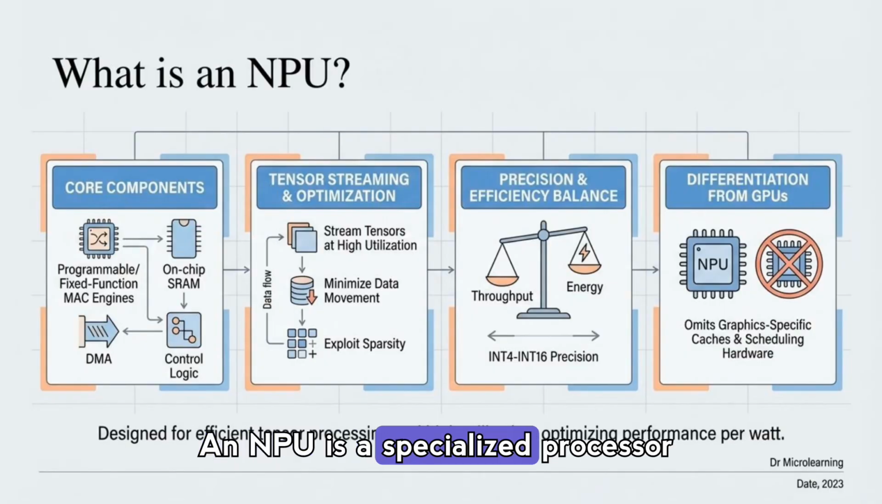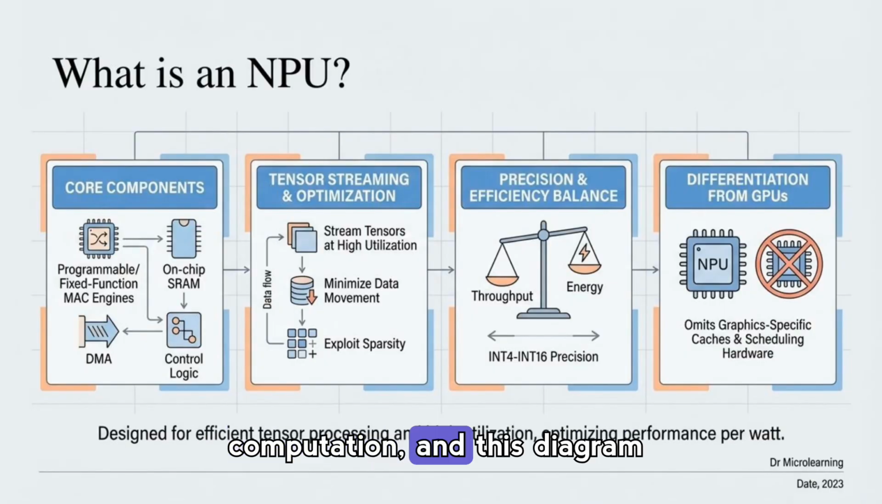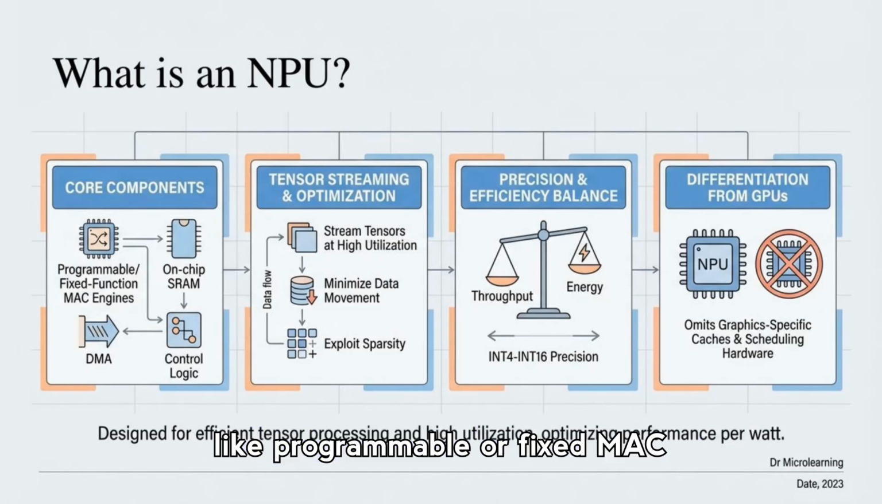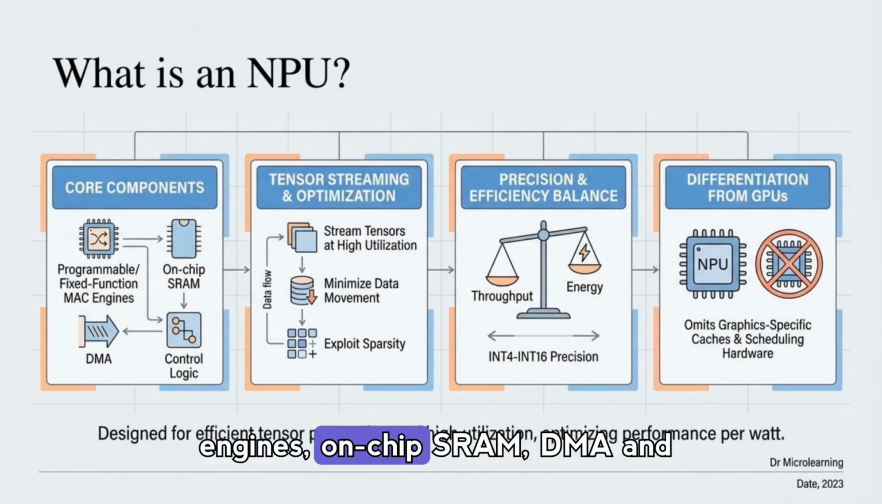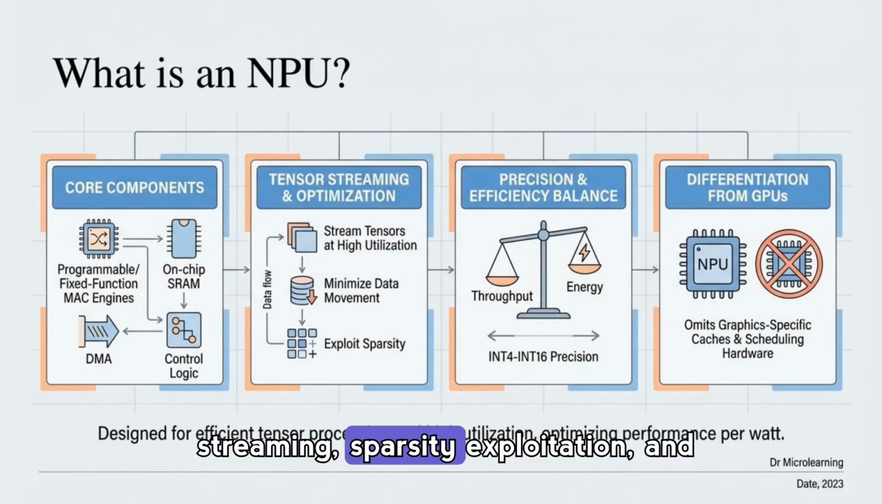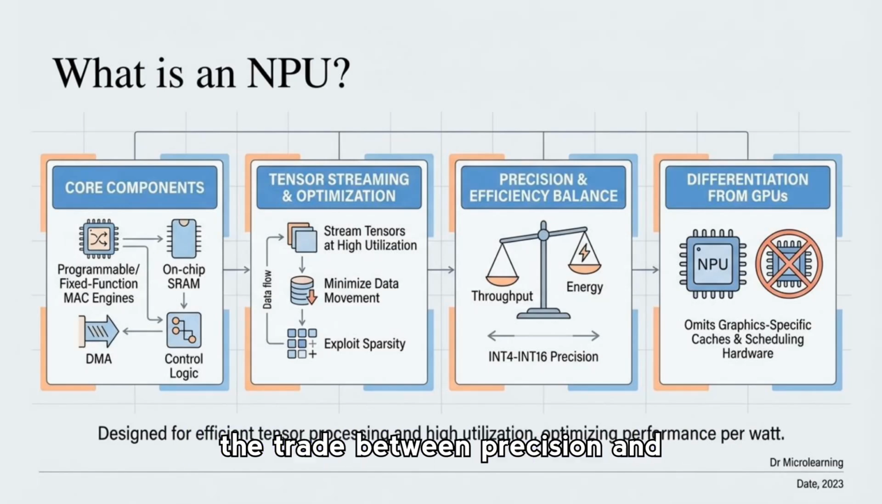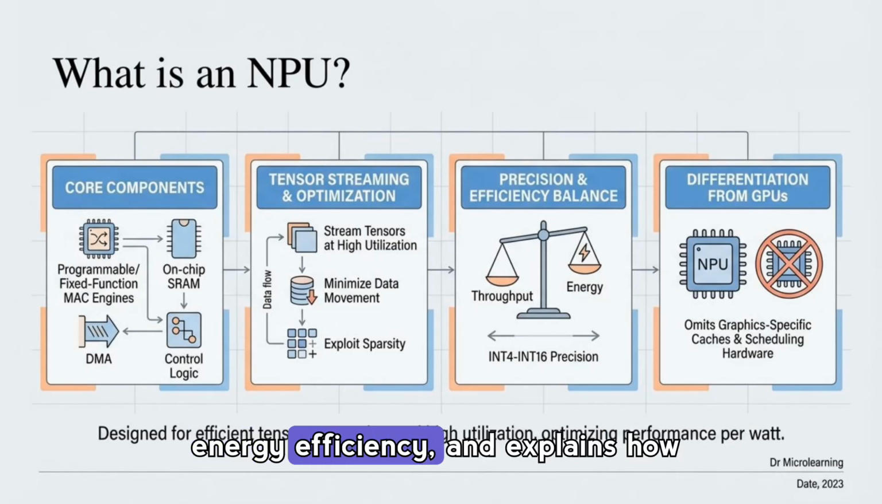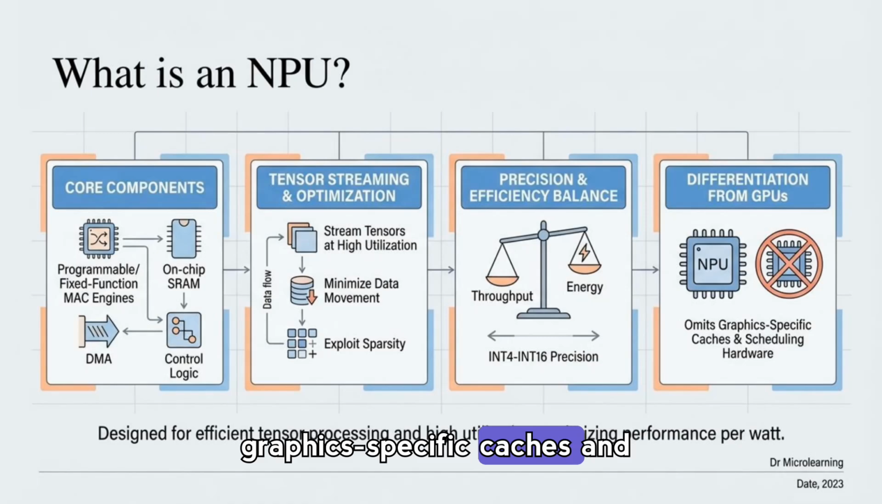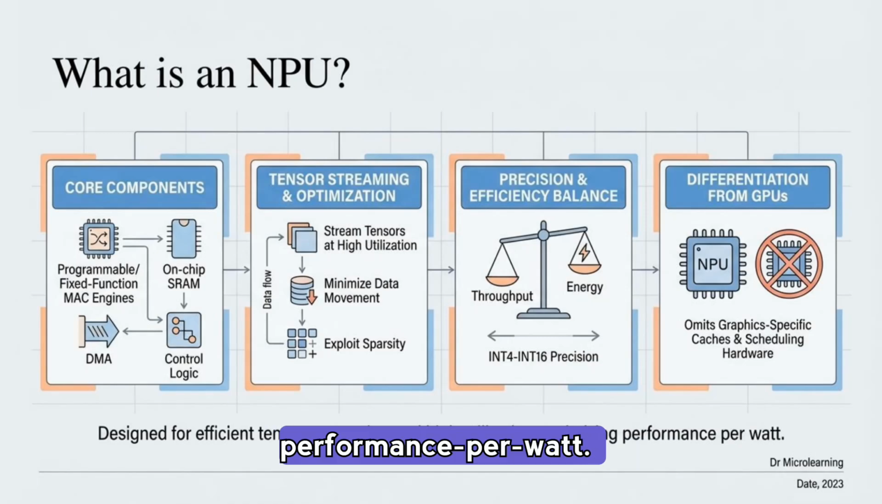An NPU is a specialized processor built for efficient tensor computation. And this diagram breaks it down into core components, like programmable or fixed Mac engines, on-chip SRAM, DMA, and control logic. It also highlights tensor streaming, sparsity exploitation, and the trade between precision and energy efficiency, and explains how NPUs differ from GPUs by omitting graphics-specific caches and scheduling to boost performance per watt.